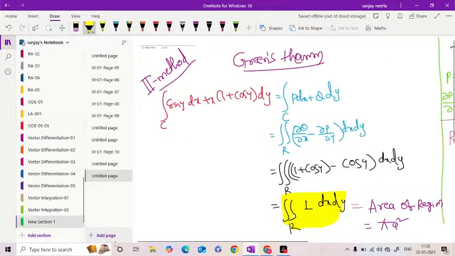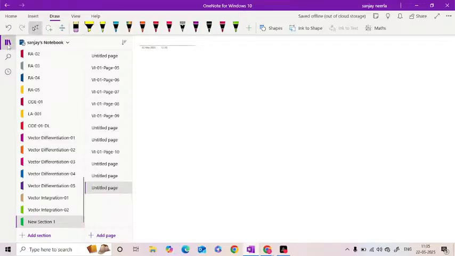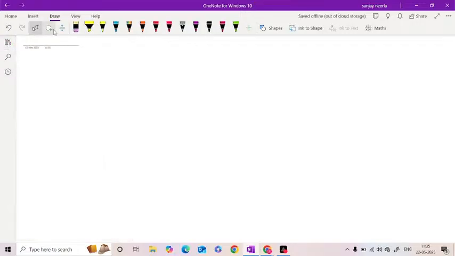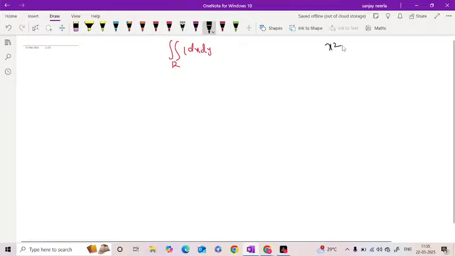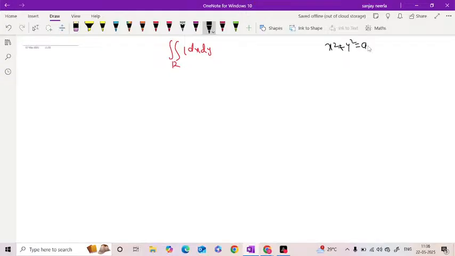So anyway, we will get the result pi a square. Don't waste your time. Double integral 1 dx into dy. What is our region? x square plus y square is equal to a square. We know the answer.